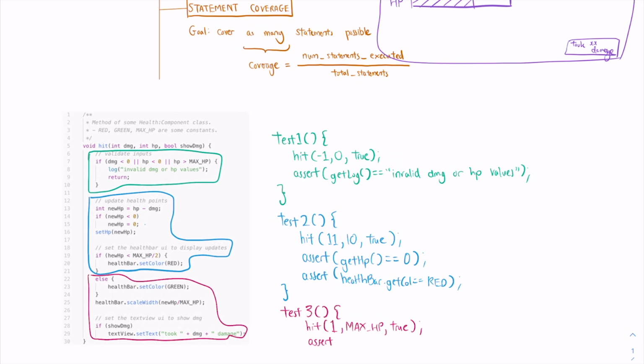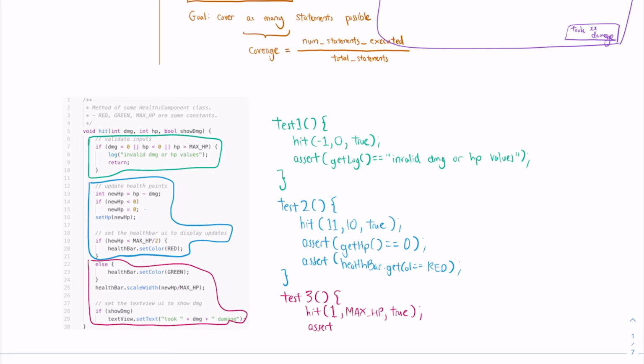Note that if we look at the code, DMG is 1 and HP is max HP. So definitely, we are just minusing. We know that the HP now is full, and then we are just minusing 1 out of that. We would not go into this conditional, and we would go into the else case and continue all the rest of the code. And since show damage is true, it will also run this. So that allows us to cover all the rest of the code that we didn't cover previously.